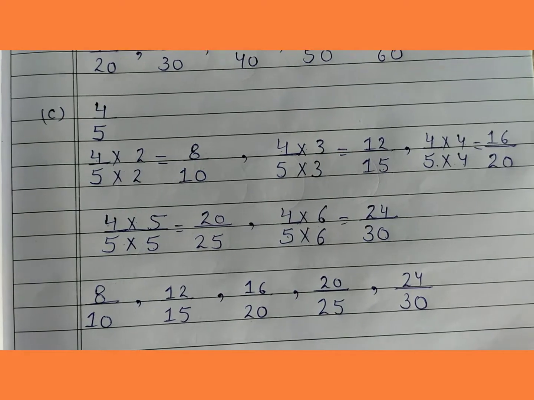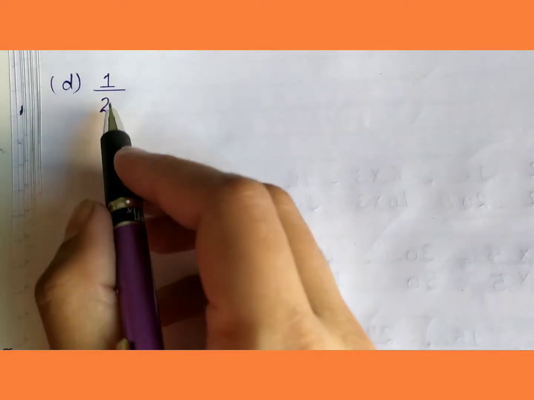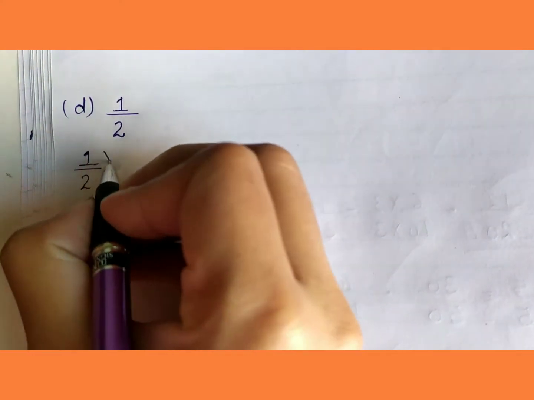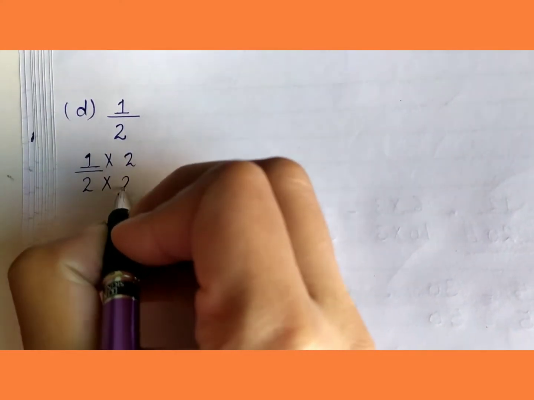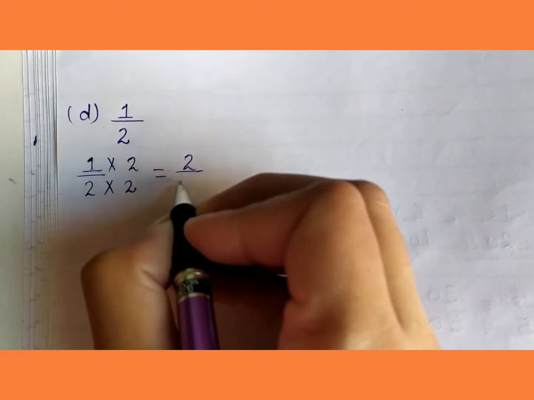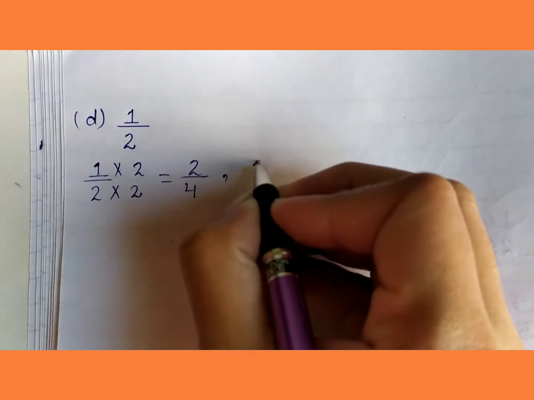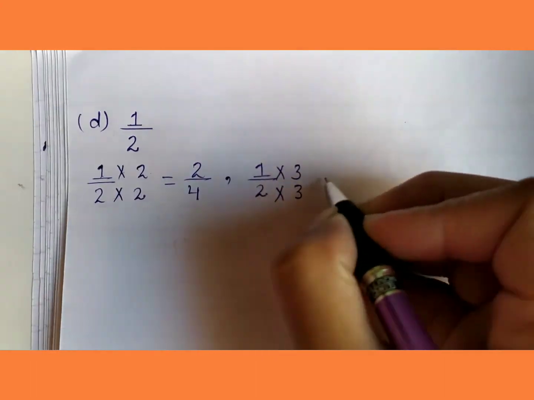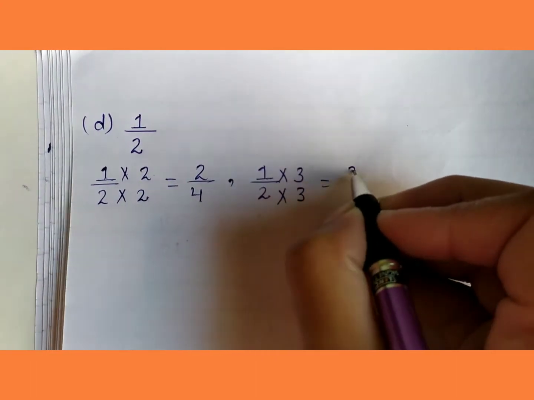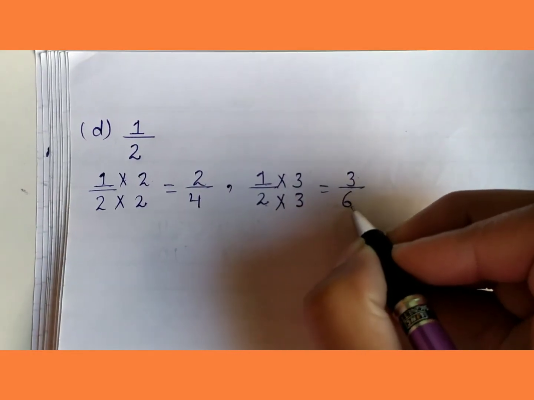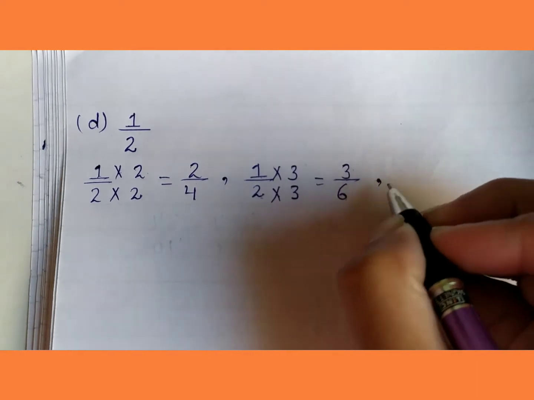Okay, children? D. 1 upon 2. 1 upon 2 multiply by 2 in the numerator and denominator. 1 multiply 2 equal to 2. 2 multiply 2 equal to 4. 1 upon 2 multiply by 3 in the numerator and denominator. 1 multiply 3 equal to 3. 2 multiply 3 equal to 6. 3 upon 6 is the second equivalent fraction of 1 upon 2.